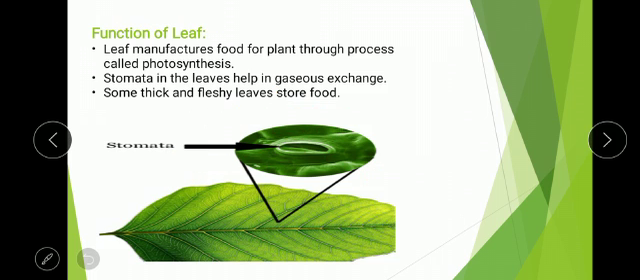Function of leaf. Leaves are green in color. They help in photosynthesis. Stomata on the lower surface of the leaf help in gaseous exchange, and some leaves store food in them.